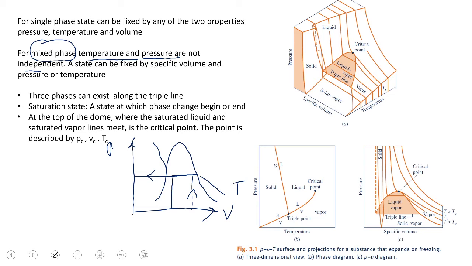Now a state can be fixed by specific volume, temperature or pressure. What is a state? Let's say this is point 1. So this is a state. It is defined by its properties.